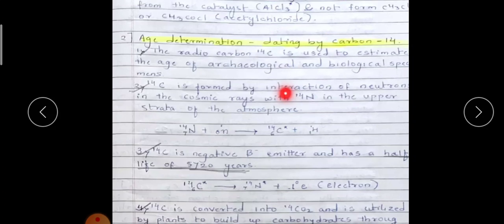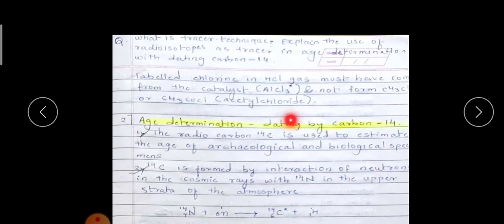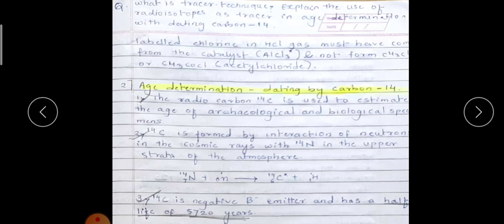In the last lecture, we have studied the use of tracer technique in the chemical investigations or say chemical reaction mechanism. Today, we are going to discuss and study another application. Sometimes the question will be like that: what is the tracer technique? Explain the use of radioisotope as a tracer in age determination with dating carbon 14.